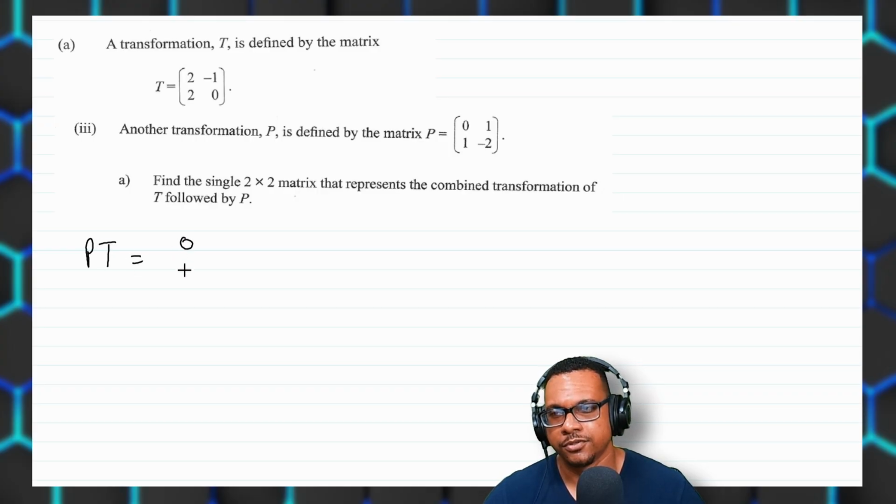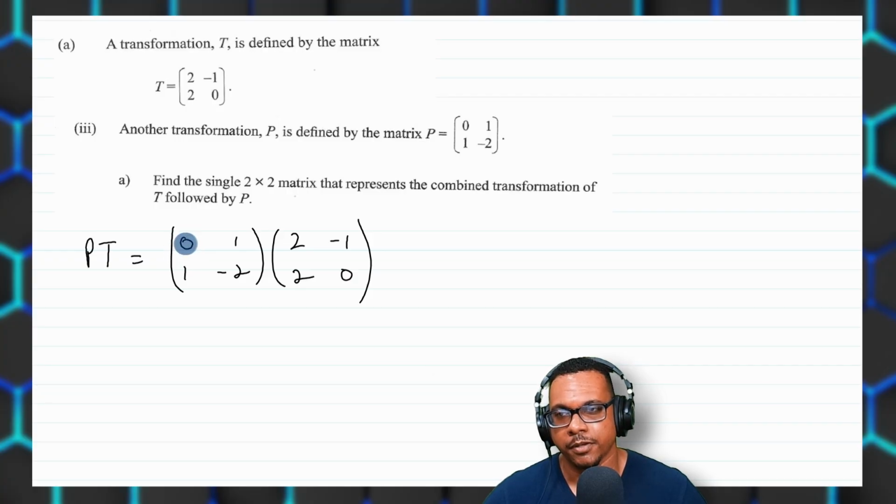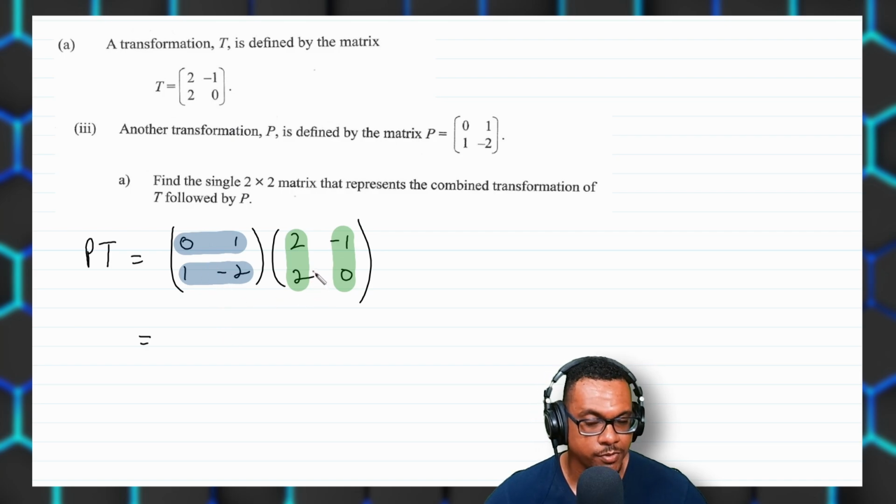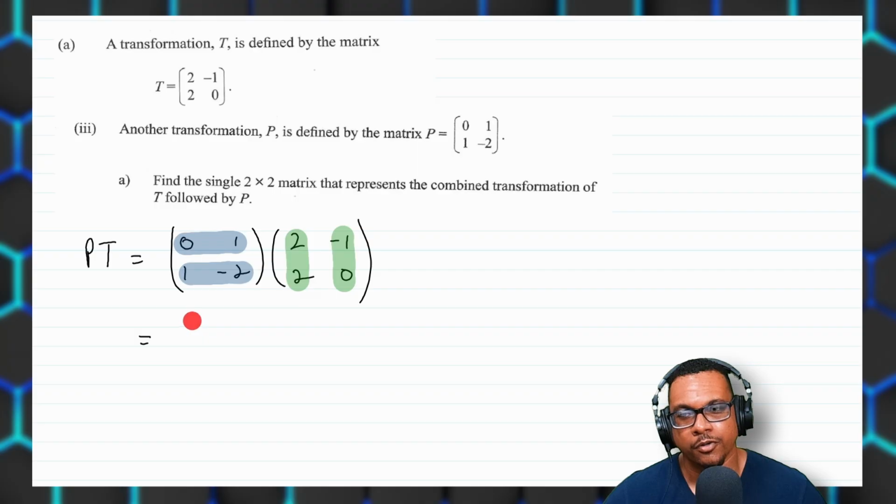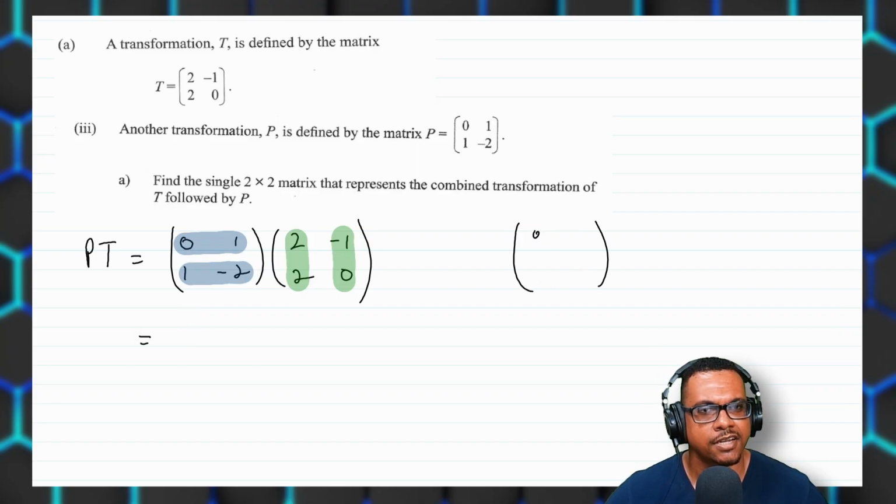So you're going to have 0, 1, 1, -2 multiplied by 2, 2, -1, 0. To multiply this, you're going to multiply rows in the first matrix by columns in the second matrix. Our answer is going to be a 2 by 2 matrix, because this is a 2 by 2 multiplied by a 2 by 2. I'll show you what I mean. Our answer will be a 2 by 2 matrix like this. You'll have a number here, a number here, a number here, and a number here.